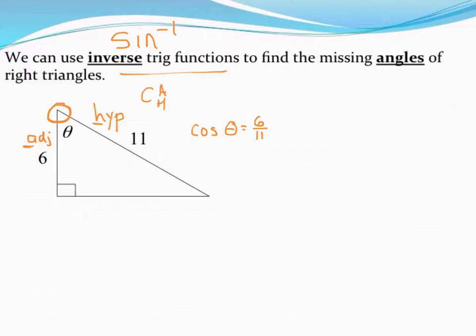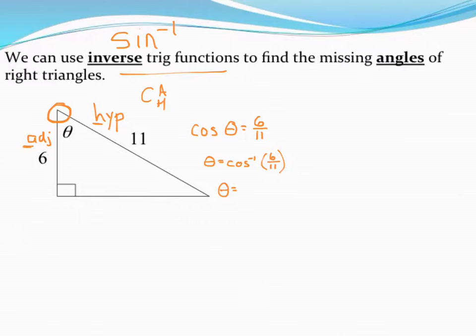To undo this, to get theta by itself, I need to do the inverse cosine. So the inverse cosine, make sure you're using parentheses on your calculator, of 6 over 11. You can make that into a decimal if you want to, but there's really no reason to do it. I want my angle in degrees this time. Nothing said that, but we usually measure angles in degrees in a triangle. So make sure you're in degree mode or you'll get an answer in radians.